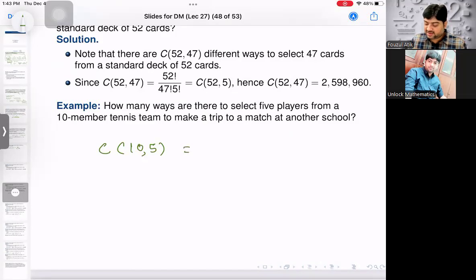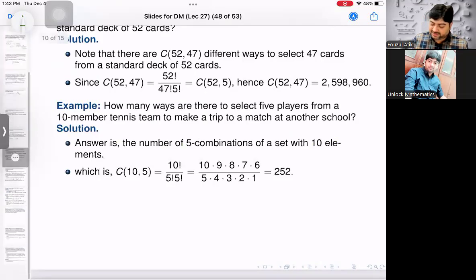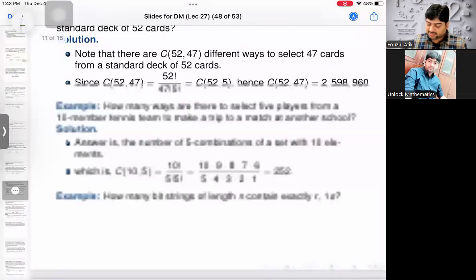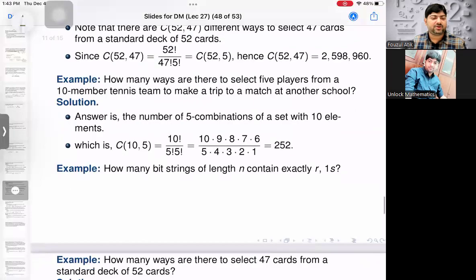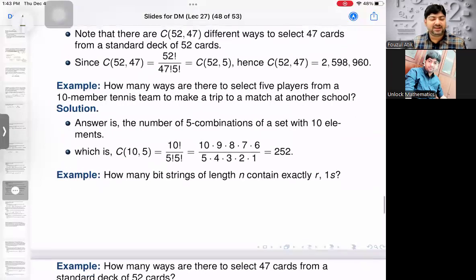And if you simplify, I think you will get the answer as 252. If you simplify it, you will get that answer. Easy? Okay. So as I mentioned, this is the answer of it. You can check. Now I have a very interesting problem. Look at this problem. How many bit strings of length n contain exactly r ones?